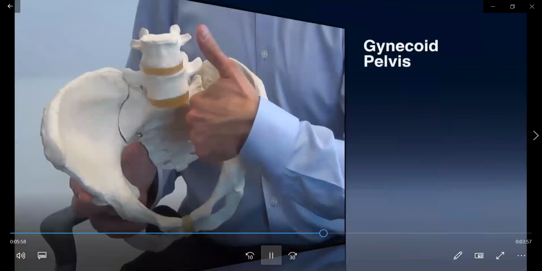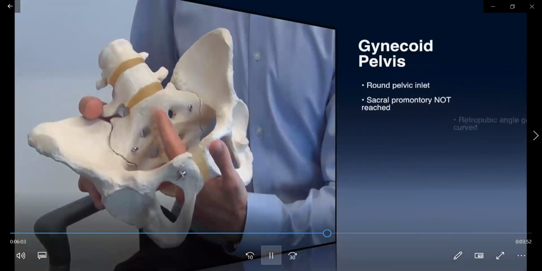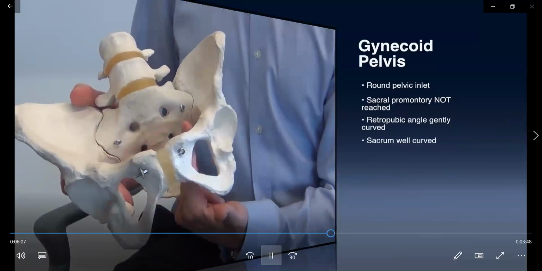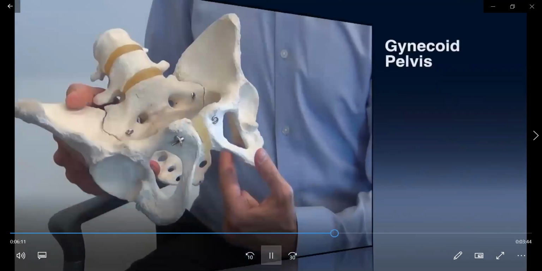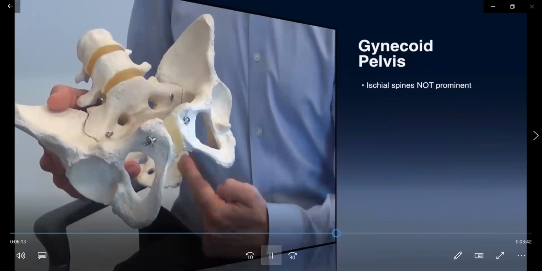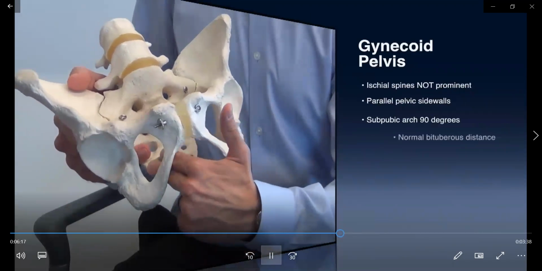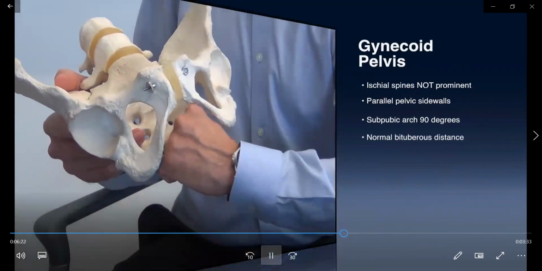The clinical pelvimetry of the gynecoid pelvis is associated with a pelvic inlet that is round, the sacral promontory not reached, and a retropubic angle that is wide. The sacrum is well curved. The ischial spine is not prominent. The pelvic sidewalls are parallel. The subpubic arch approaches 90 degrees, and the bituberous diameter is normally greater than 8 centimeters.